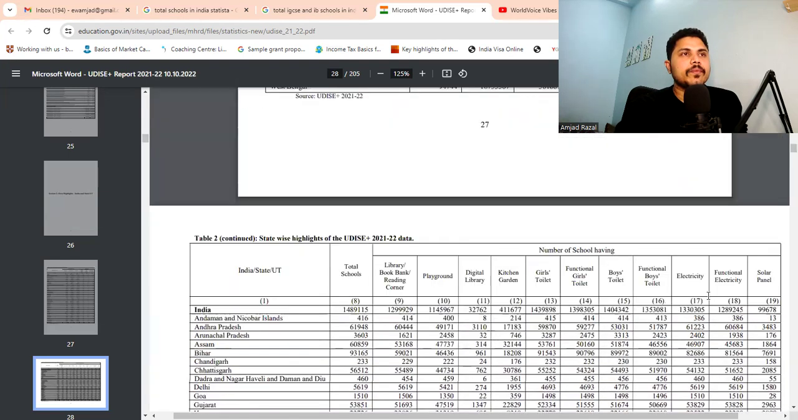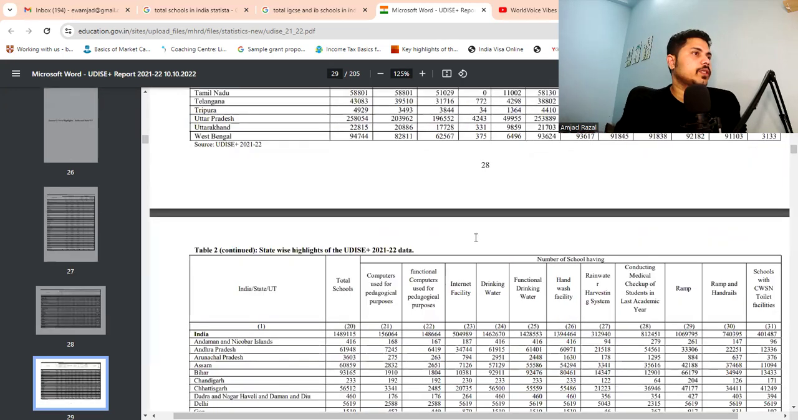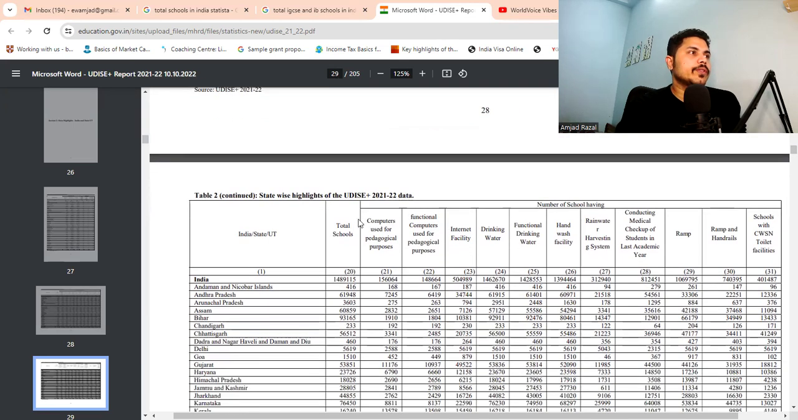And the other things, electricity, functional electricity, and all that. If you see electricity, 40,000 schools have proper electrical connection, and not just connection, the supply of electricity. Okay, the functioning electricity. The same way you can see the other facilities also. Computers used for pedagogical purposes, I mean, teachers have access to computers so that they can plan the lessons. And how many schools have internet facility, functional drinking water facility, I mean, in working condition, not in repair or something. Hand wash facility, rainwater harvesting, ramp, and handrails and so on.